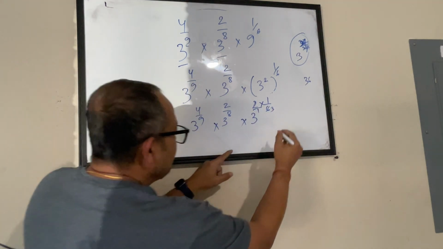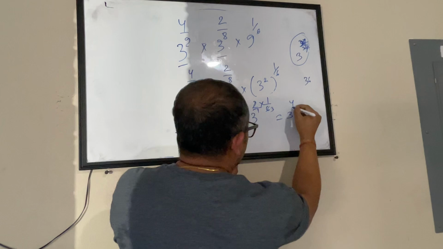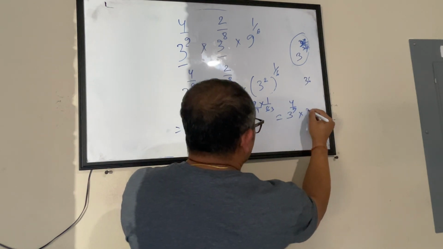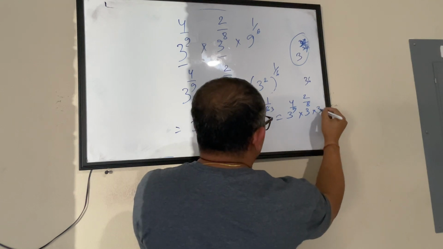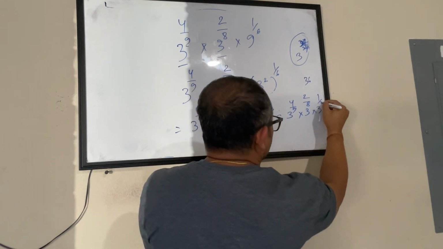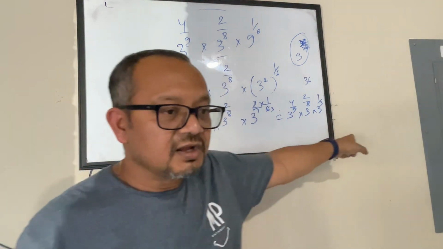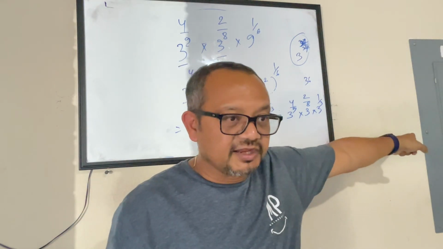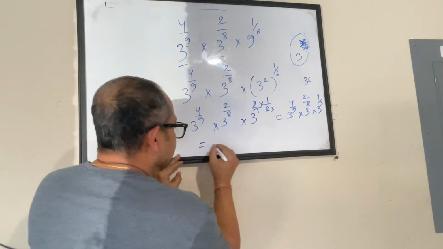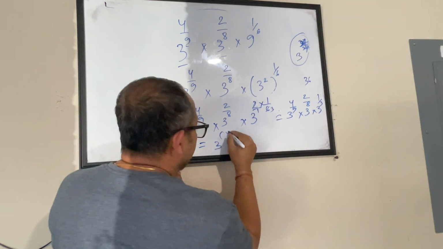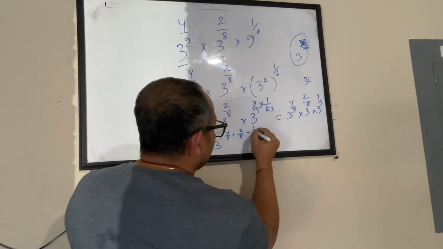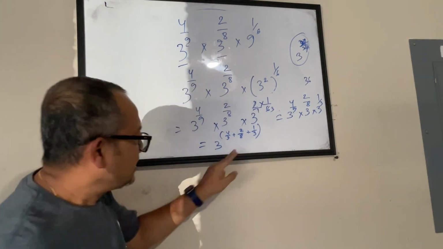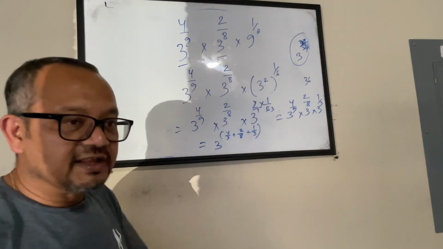So now I have 3 to the power 4 by 9 multiplied by 3 to the power 2 by 8 multiplied by 3 to the power 1 by 3. It's a simple exponent multiplication. So this becomes 3 to the power 4 by 9 plus 2 by 8 plus 1 by 3. Just add this, that is your final answer.